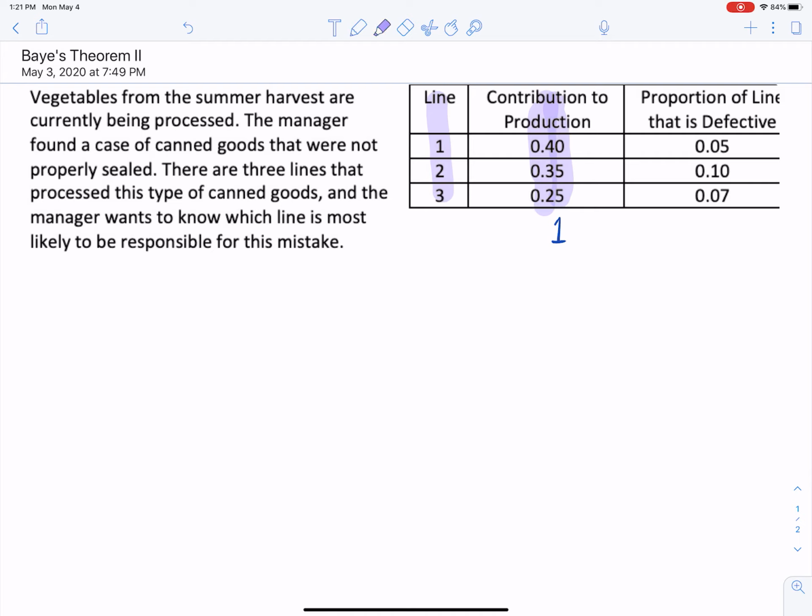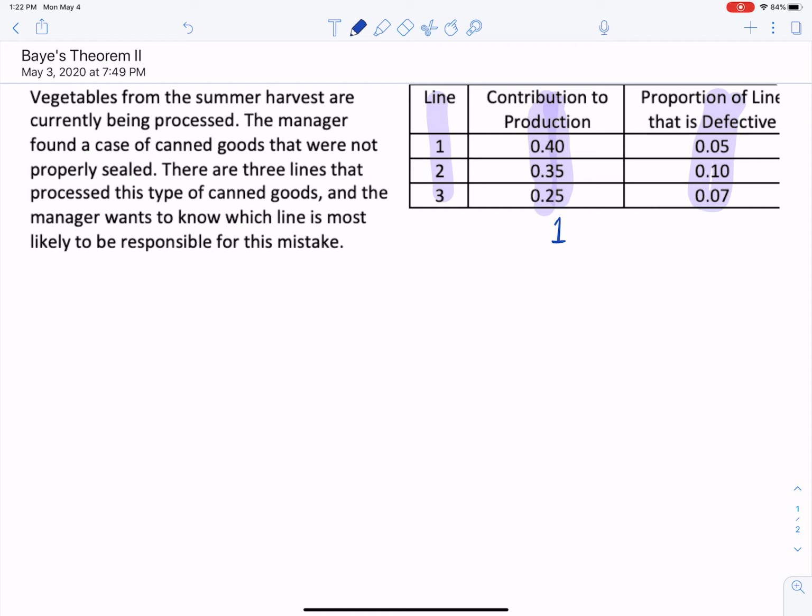And what we're told here is the proportion of each line that is defective. The assumption is that once the inventory is stored all together, we have no idea which line each item came from. So the idea is, if I know that I have something defective, which line did it most likely come from, and which line do we have to visit to see if things are operating okay?